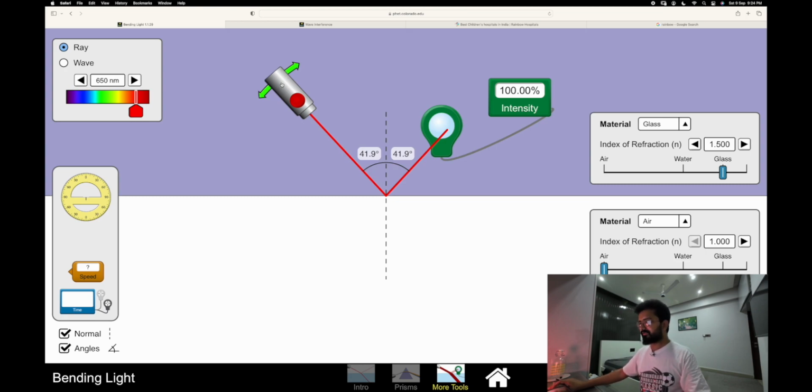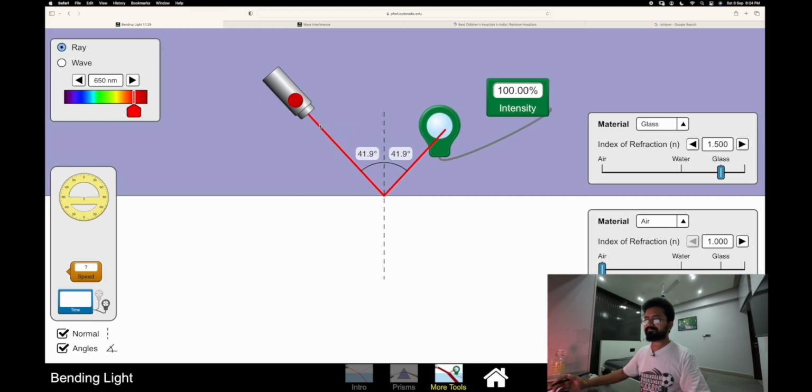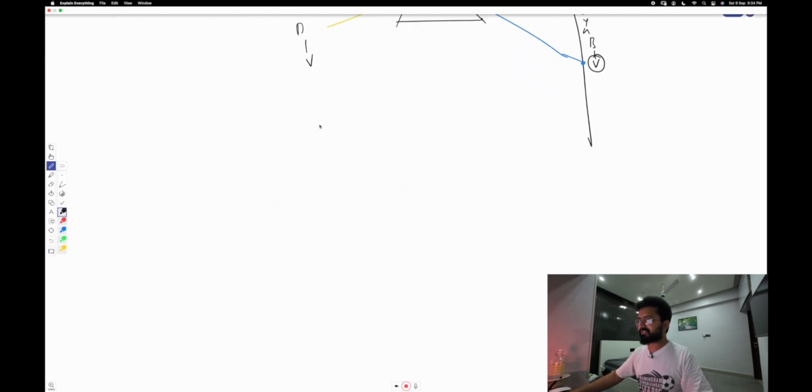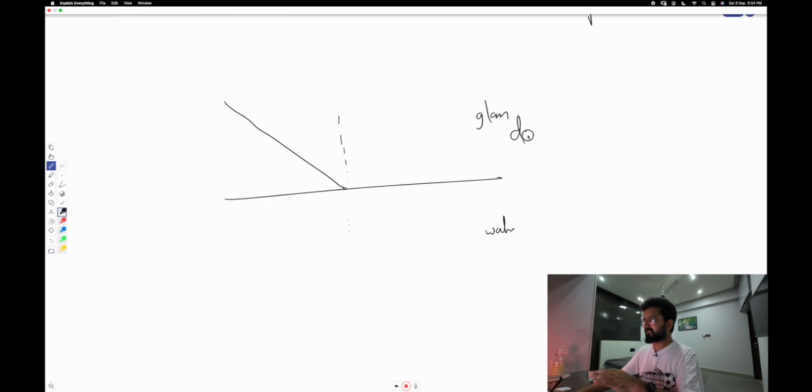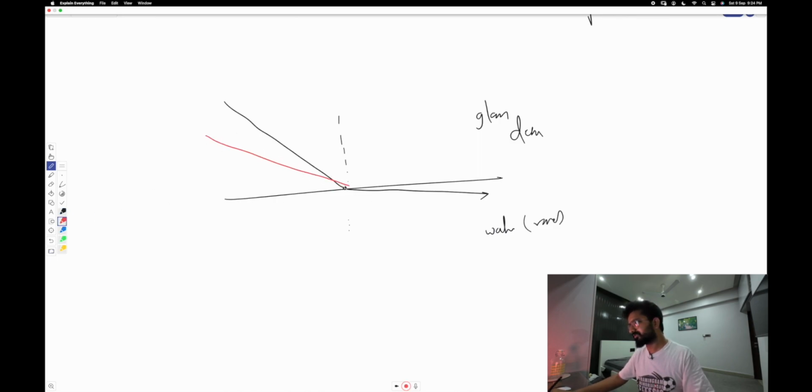But when, let me draw and show you here. Say I was shining the light from glass to water. You know that when the light ray is traveling from a denser medium to a rarer medium, it bends away from the normal. So that's how the ray bends, away from the normal. If I increase the angle of incidence, the angle of refraction will also increase proportionally. At one angle of incidence, you will find the ray goes parallel to the surface.